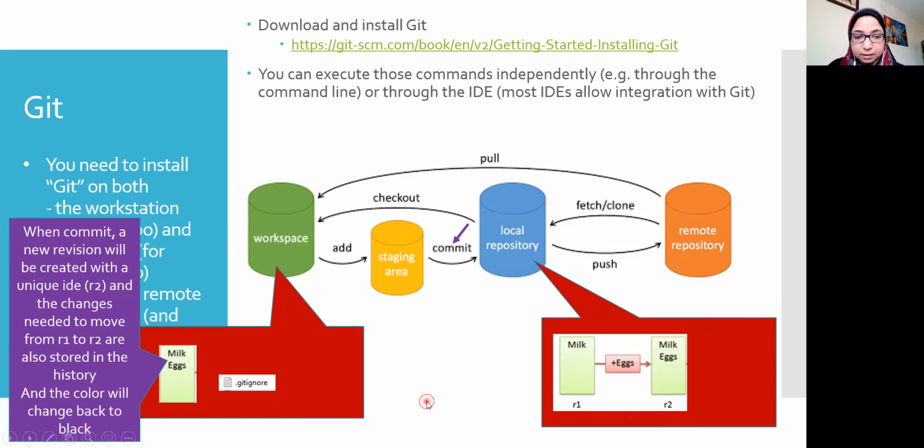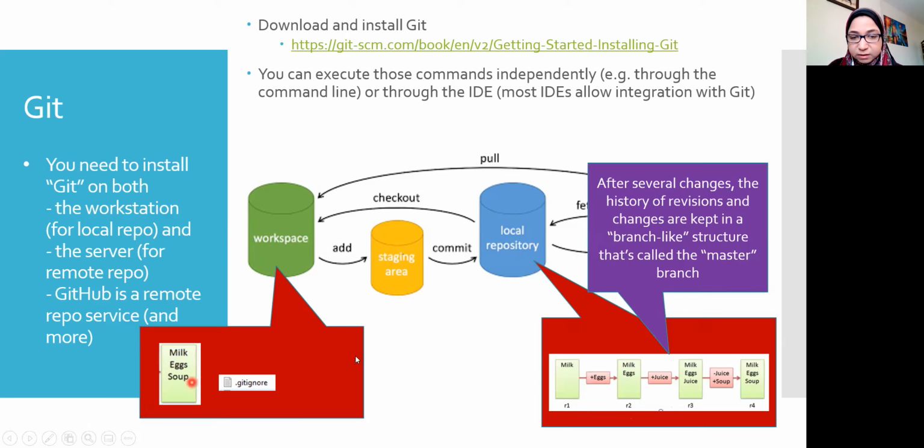Okay. Now I had another change here. As long as you keep making changes, it keeps copies of the revisions, gives each revision a unique name, and keeps track of the changes between the revisions. Okay, so that structure inside the repo looks like a tree structure or a branch-like structure.